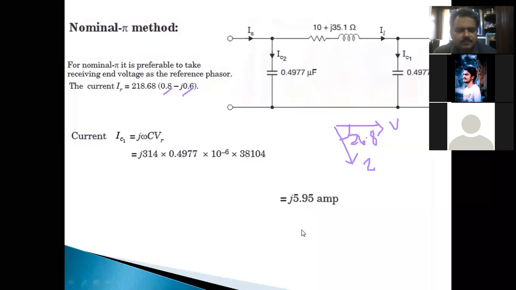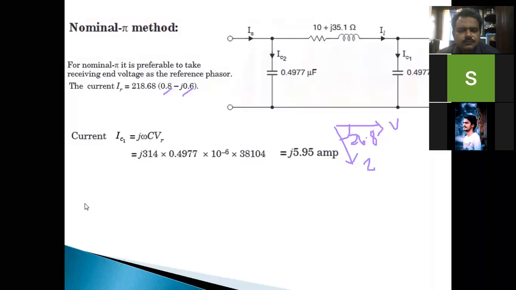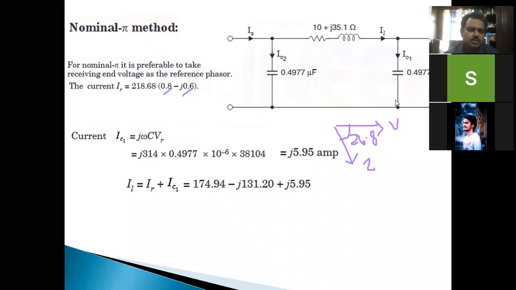Okay. So it comes around J 5.95 amperes. Next step is, once we know the receiving end current and also this charging current passing through this capacitance, simply by applying Kirchhoff's current law, incoming currents is equal to outgoing currents. So IL is equal to IR plus IC1. This is IC1 value. IR we have already calculated. If we multiply with 0.8, it comes around 174.94 minus J 131.20. So calculate.